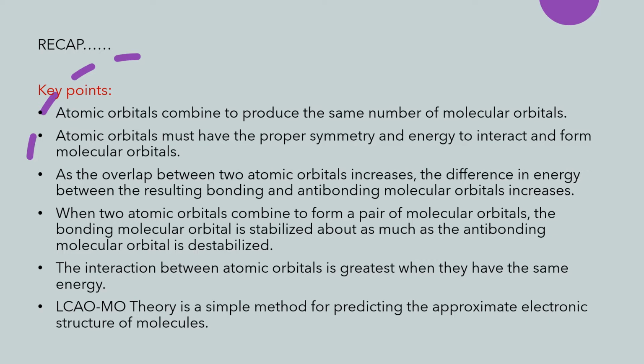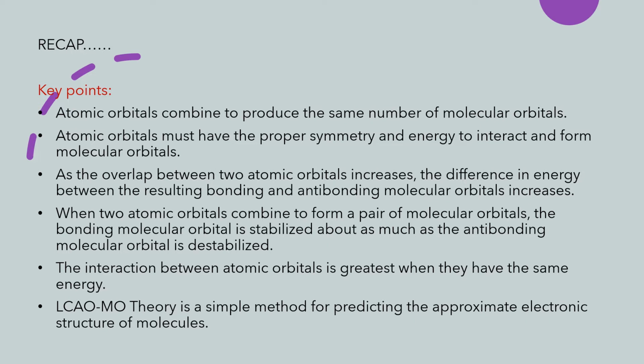theory. As we all know, atomic orbitals combine to produce the same number of molecular orbitals. Atomic orbitals of proper symmetry and energy interact and form molecular orbitals. As the overlap between two atomic orbitals increases, the difference in energy between the resulting bonding and antibonding molecular orbital also increases. When two atomic orbitals combine to form a pair of molecular orbitals, the BMO, that is bonding molecular orbital, is stabilized about as much as the antibonding molecular orbital is destabilized.